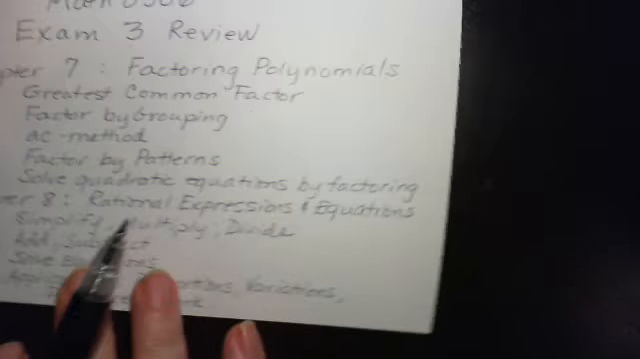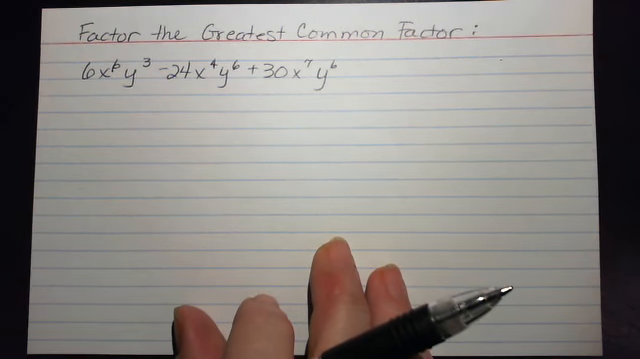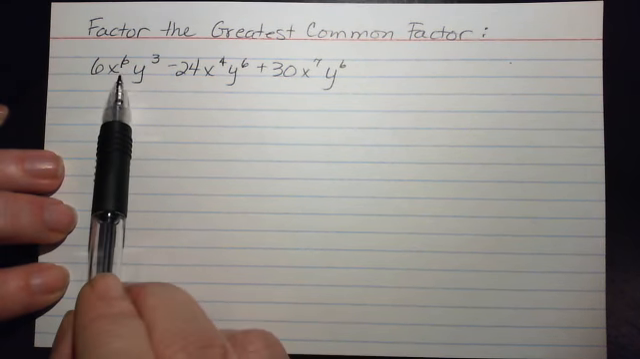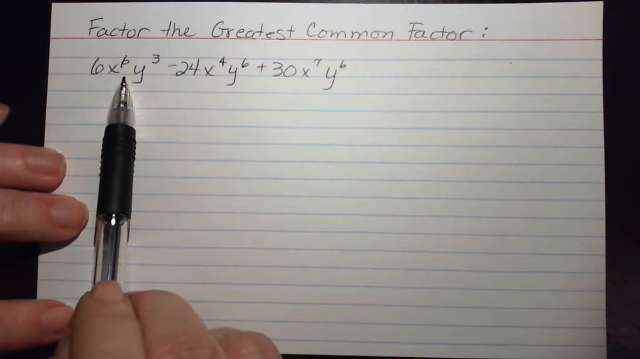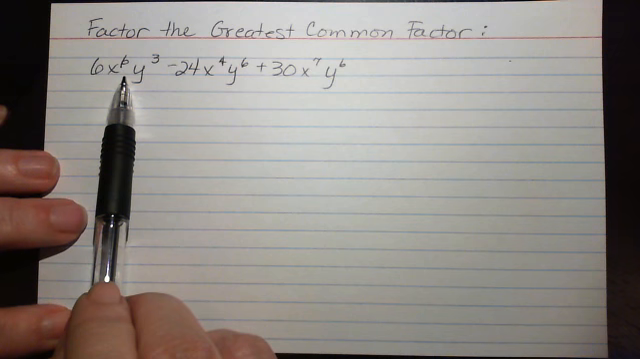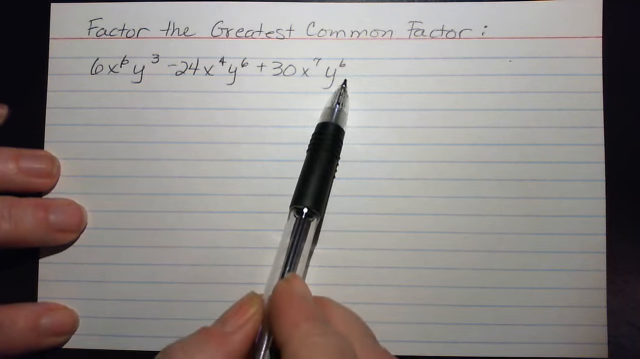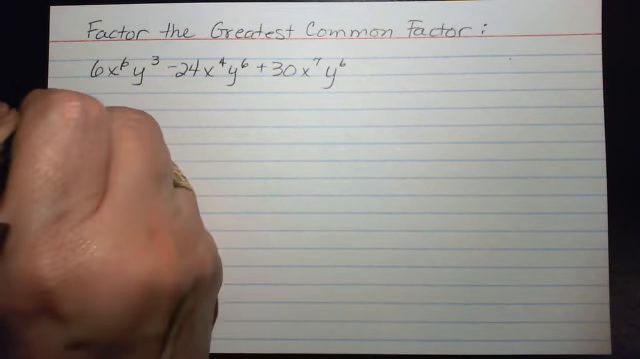So let's start with Chapter 7, and a problem where we want to factor the greatest common factor. So we're given this polynomial here, and it's always good to count terms when factoring, when looking at a polynomial. This polynomial has 1, 2, 3 terms, and so we're looking for the greatest common factor.